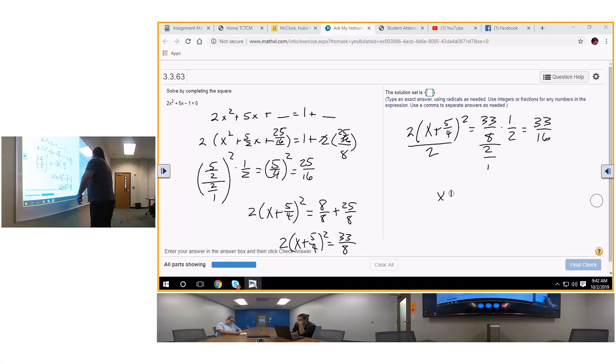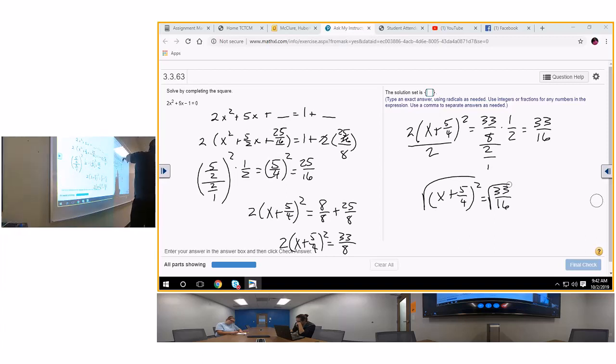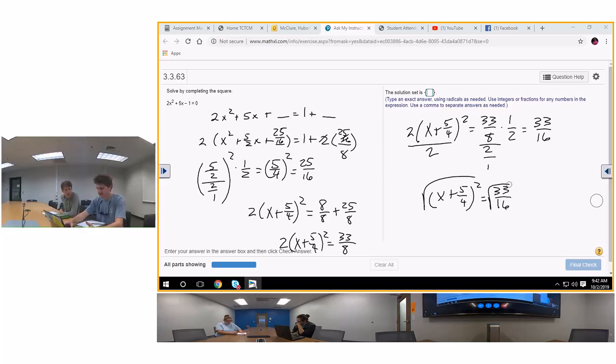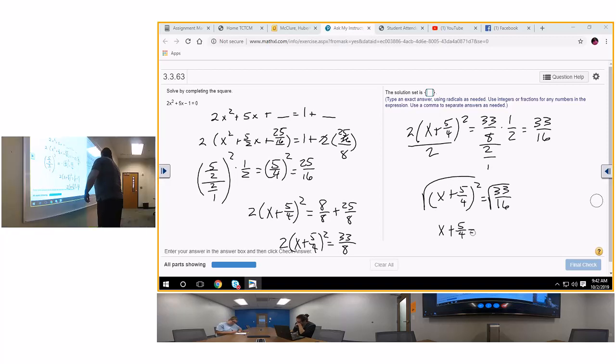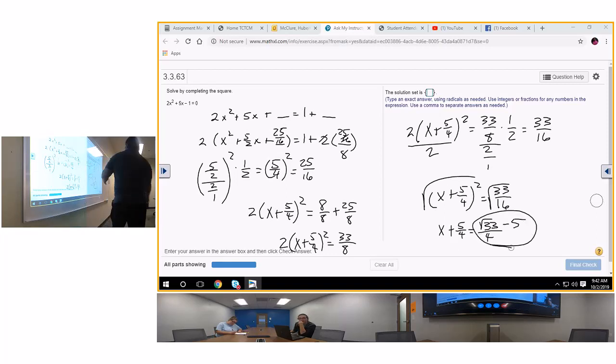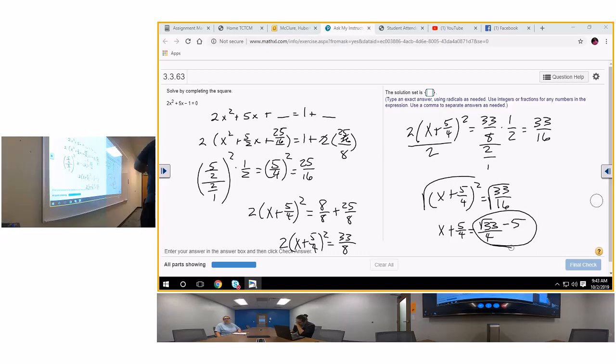So x plus 5 fourths quantity squared is equal to 33 sixteenths. Square root of both sides. They want it in radicals. So x plus 5 fourths is equal to the square root of 33 over what? 4, minus 5, and there's your answer. Now you would put negative 5 plus the square root of 33 over 4 and negative 5 minus the square root of 33 over 4. That should be your answer.